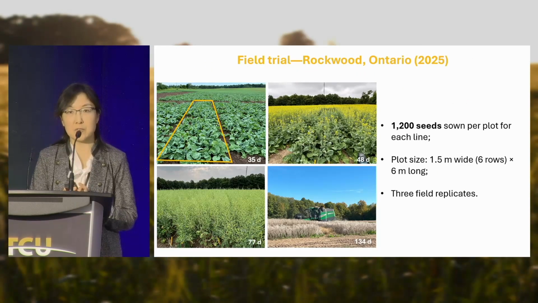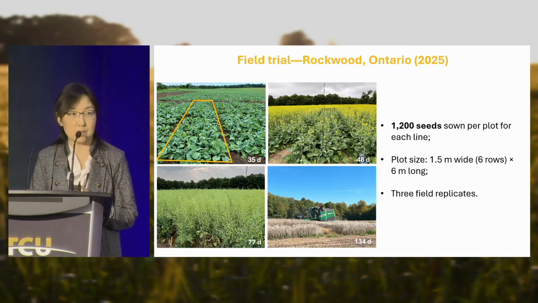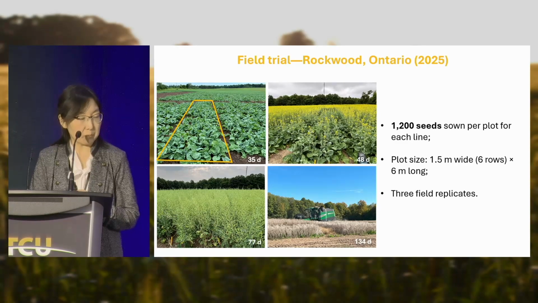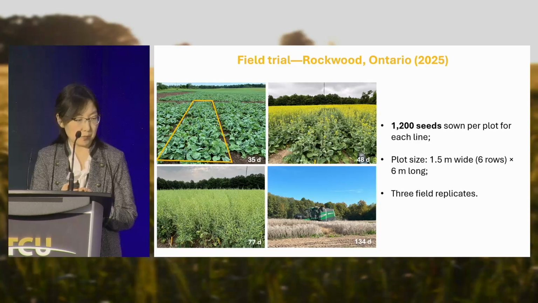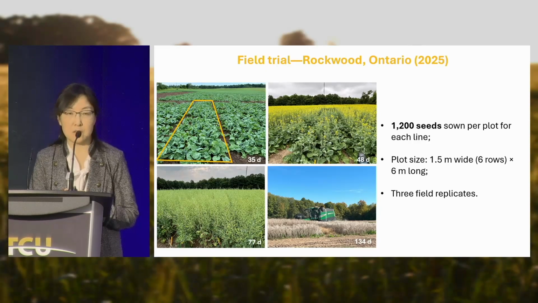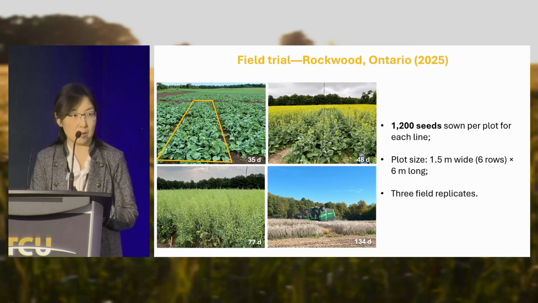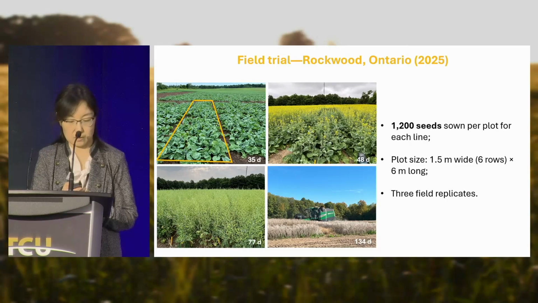We conducted a field trial this year with the support and assistance of Corteva Agriscience in Rockwood, Ontario. The yellow box shows the size of one plot. We have 3 field replicates, and every plot is planted with 1,200 seeds. The 4 images show 4 stages. The pictures were taken in the field.